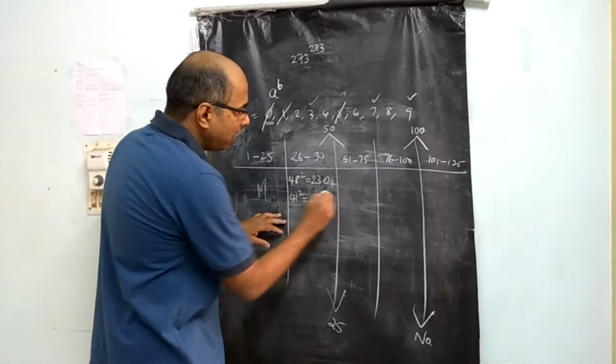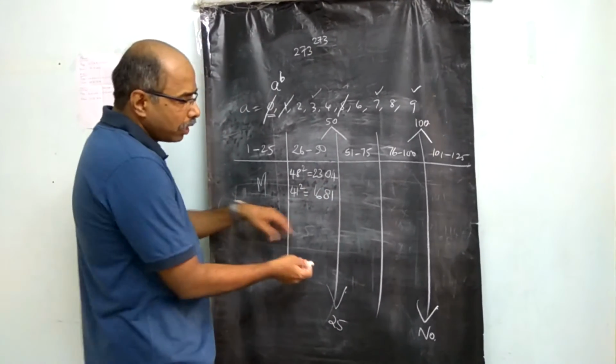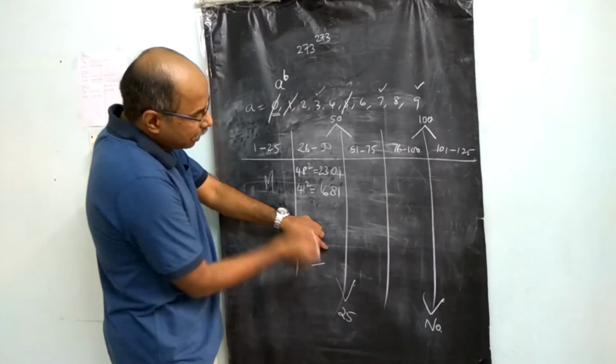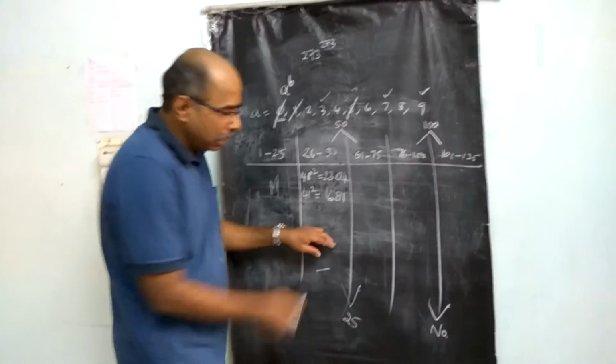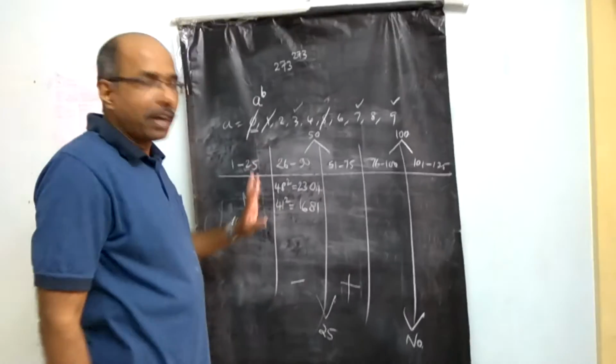Similarly, 41 squared. Now, the difference is 9. 9 squared will be 81. And 25 minus 9 will be 16. So, like this you can proceed. Here you are subtracting the difference from 25. In this case, you must go for adding the difference. Other than that, it is one and the same.